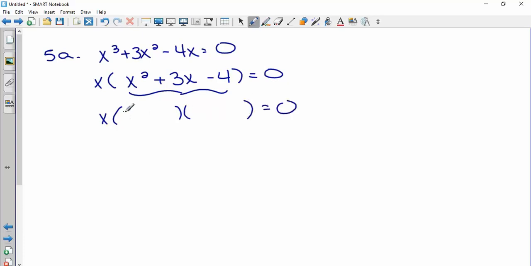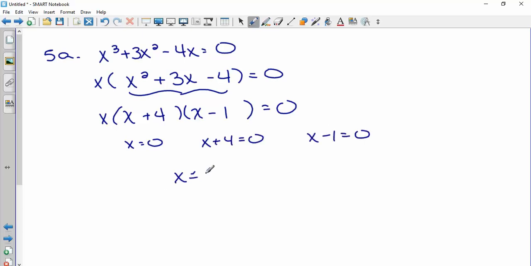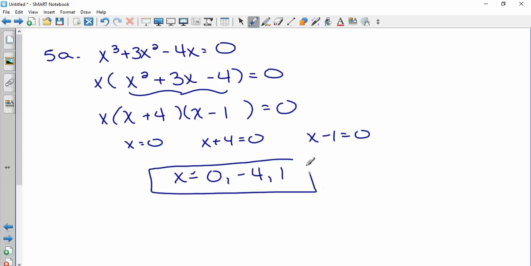So x squared breaks into x and x. Multiply to -4 and add to positive 3. So now you just set each of those equal to 0. And you get 0, -4, and positive 1. Did you guys do okay on that one? I want to do at least one more.